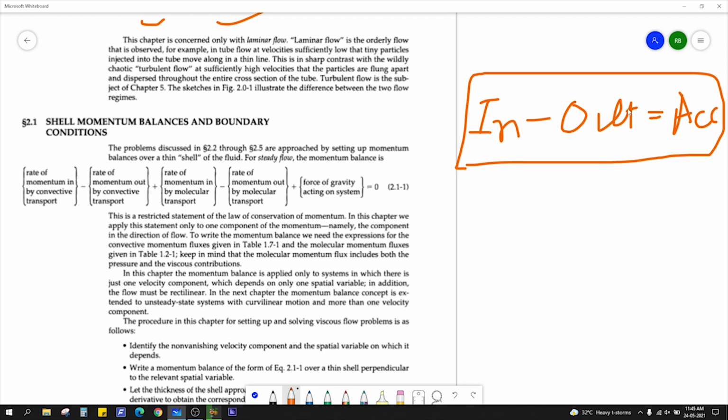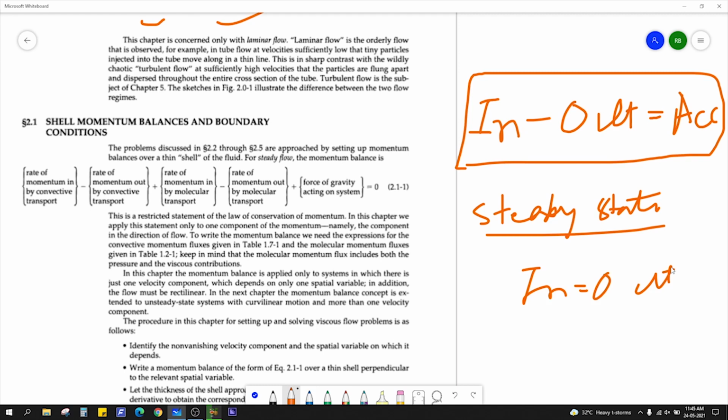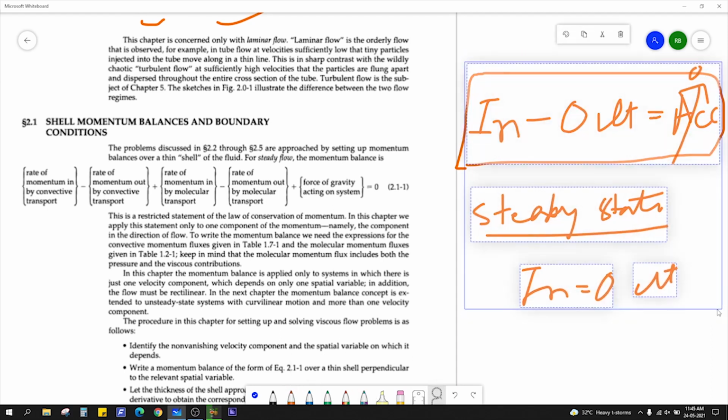Okay, now the thing is, in cell momentum balances we are basically doing steady state balance. Okay, steady state. You already know in steady state there is no accumulation. Fine, that means in is equal to out only. So in this chapter, cell momentum balances, we will basically study steady state balances. Fine. So that means here accumulation will be zero, right?